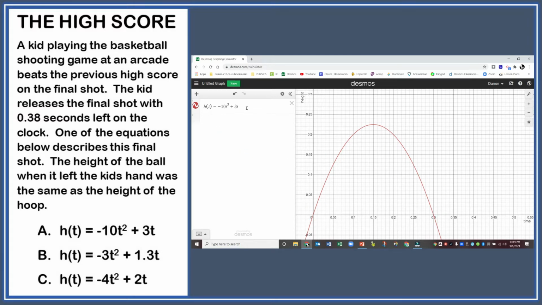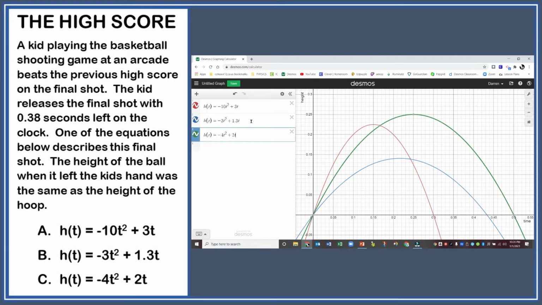Now we're going to put in our second equation. And so our first equation is red on the graph, and our second equation is in blue on the graph. H of t equals negative 3t squared plus 1.3t. And our final equation is h of t equals negative 4t squared plus 2t. And it's the green parabola on our graph.